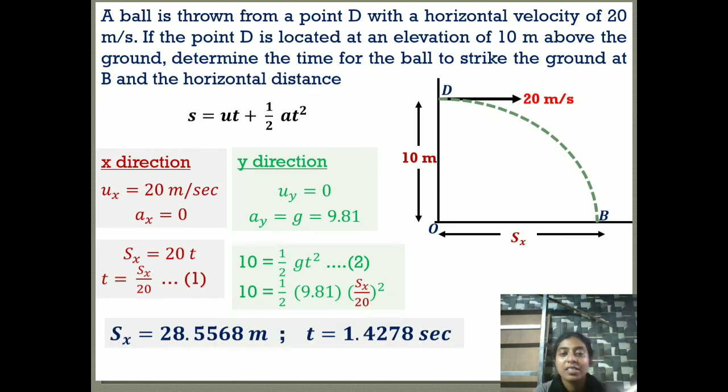We get Sx is equal to 28.5568 meter. Now substitute the value of x in equation 1. We get t is equal to 1.4278 seconds. That is, when you are throwing the object from D with a horizontal velocity of 20 meter per second, it will reach B, a distance of 28.5568 meter, in 1.4278 seconds.